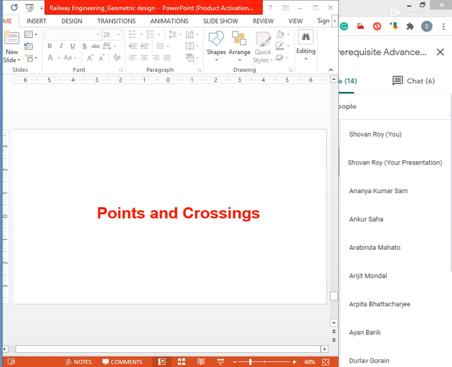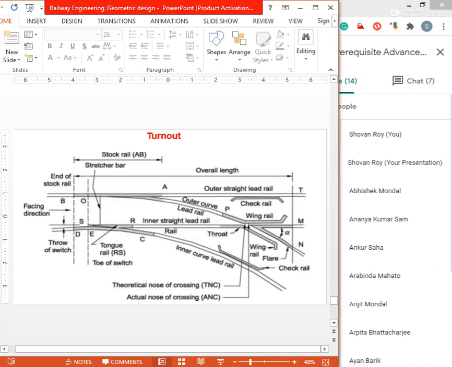The points or switches aid in diverting the vehicles, and the crossings provide gaps in the rails so as to help the flanged wheels to roll over them. A complete set of points and crossings along with lead rails is called a turnout. So one of the parts under points and crossings is the turnout. The constitution of a turnout we can explain with this figure.